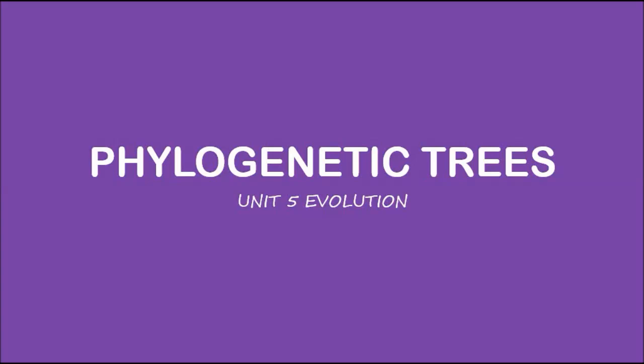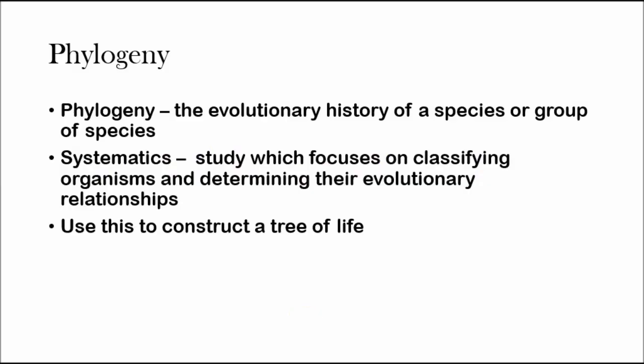In this video we're going to be talking about phylogenetic trees. Phylogeny is the evolutionary history of a species or group of species. Basically that would mean what are all the ancestors of a species and how those ancestors evolved to what that species is today.